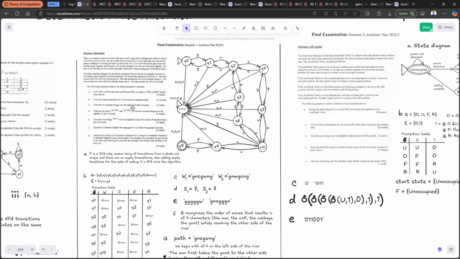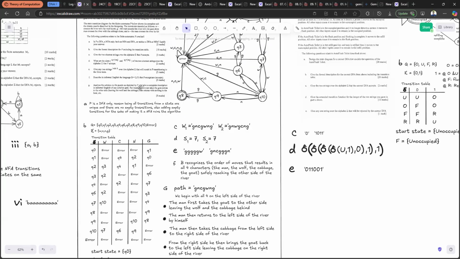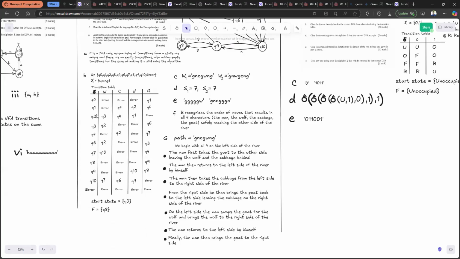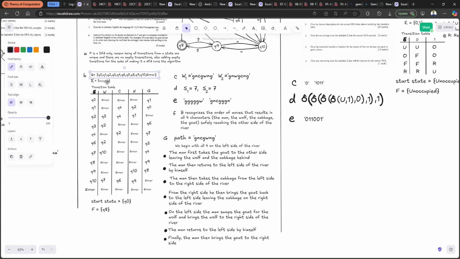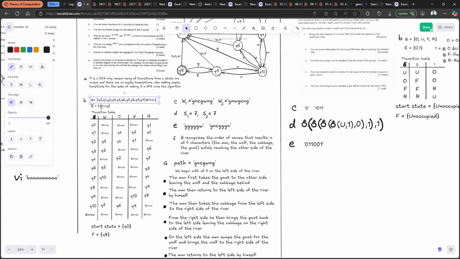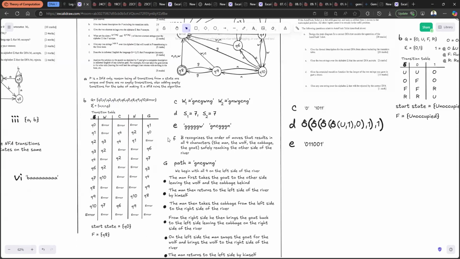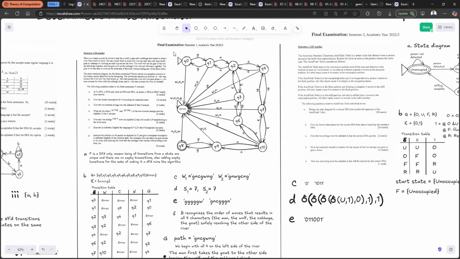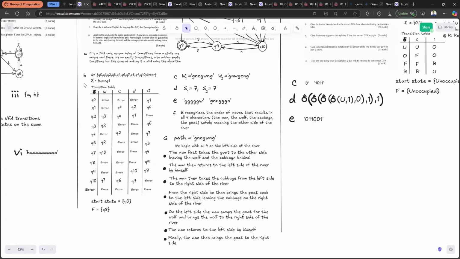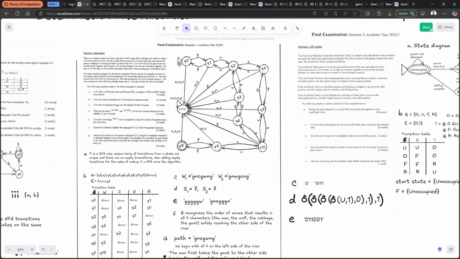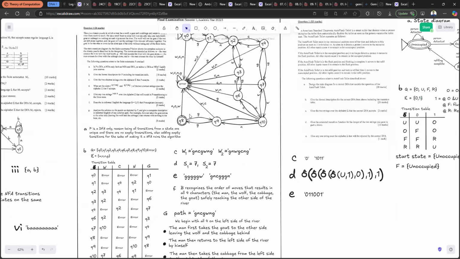B says, give the formal description for P, including the transition table. The formal description is all five parts. Remember, it's a five-tuple, so you need a set of states, which is just Q0 to Q10 plus the error state. You need your alphabet, which is W, C, N, G: wolf, cabbage, goat, or nothing. The man does nothing, he brings nothing across with him. Then you have the transition table, mapping out where each state goes. We did this live. Then the start state, which has the arrow, Q0, and the final state, which is Q8 down here.